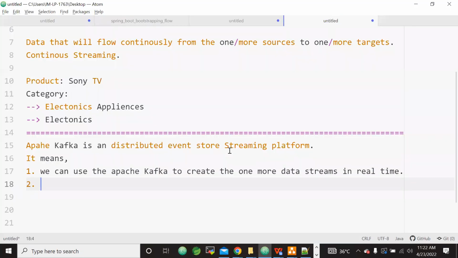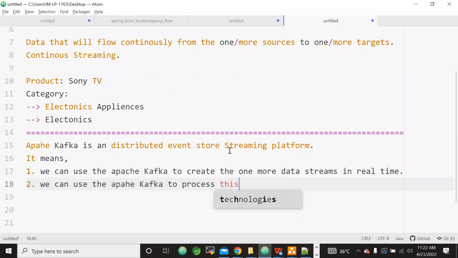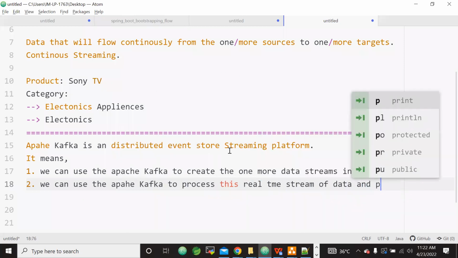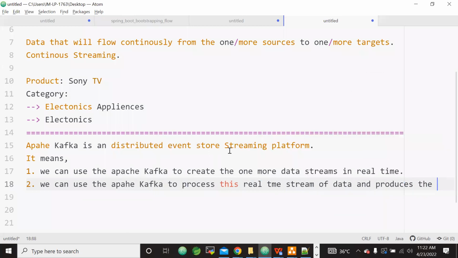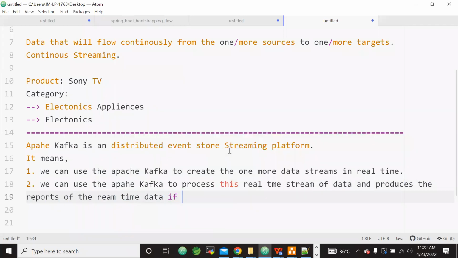On the other side, the consumer side, we can use Apache Kafka to process this real-time stream of data, and produce reports of the real-time data if required.